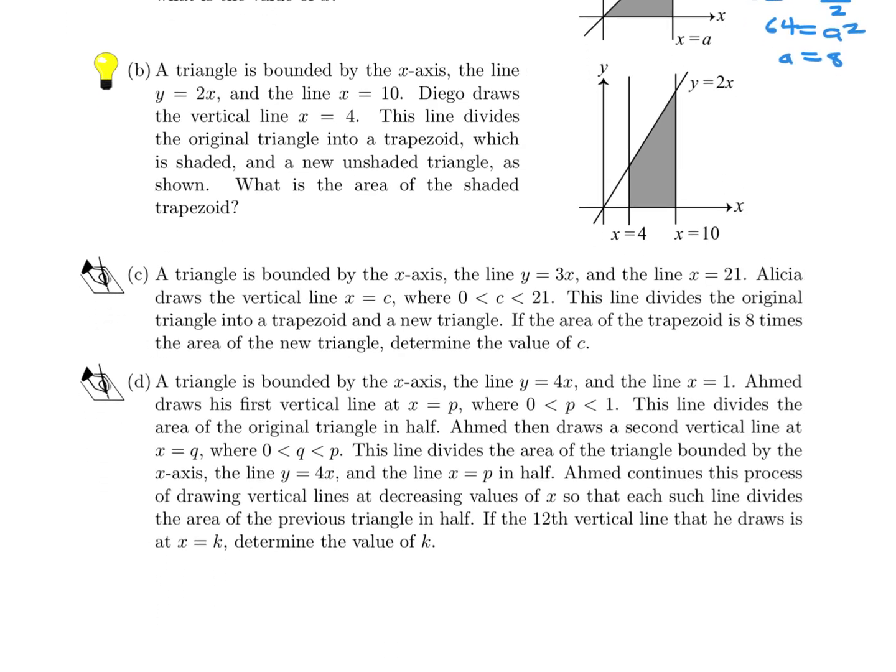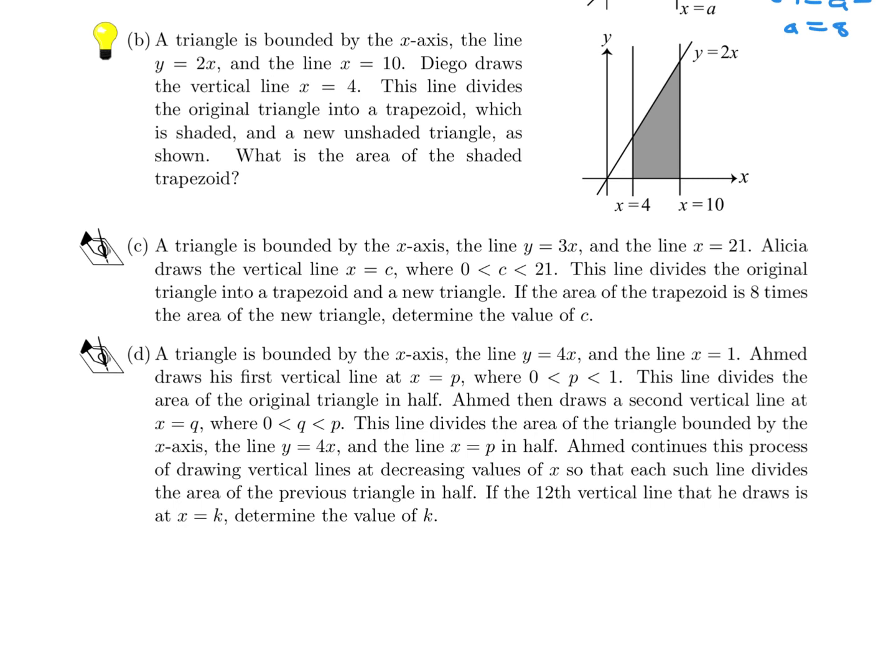A triangle bound by the x-axis, the line y equals 2x, and the line x equals 10. Diego draws the vertical line x equals 4. The line divides the original triangle into a trapezoid, which is shaded, and a new unshaded triangle as shown. What is the area of the shaded trapezoid?